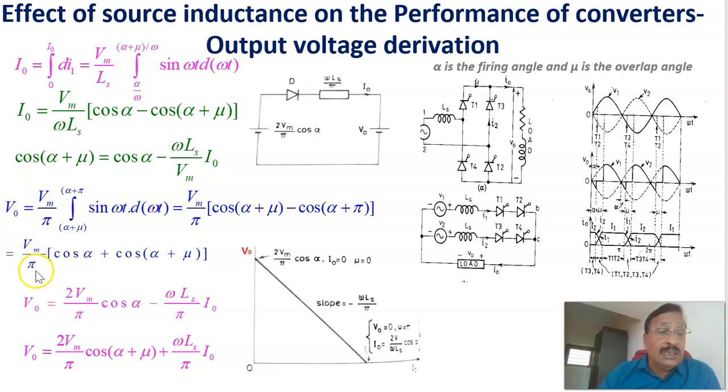Therefore, the average output voltage equation is equal to Vm by pi into cos alpha plus cos alpha plus mu. If you calculate cos alpha plus mu from this equation, as cos alpha minus omega Ls divided by pi into I naught, and substitute here, then you will get the equation 2Vm by pi cos alpha minus omega Ls divided by pi into I naught. Now, instead of that, if you calculate cos alpha from this equation in terms of cos alpha plus mu and substitute it, then the corresponding equation is 2Vm by pi into cos alpha plus mu plus omega Ls divided by pi into I naught. Both equations are for the same average output voltage V0.